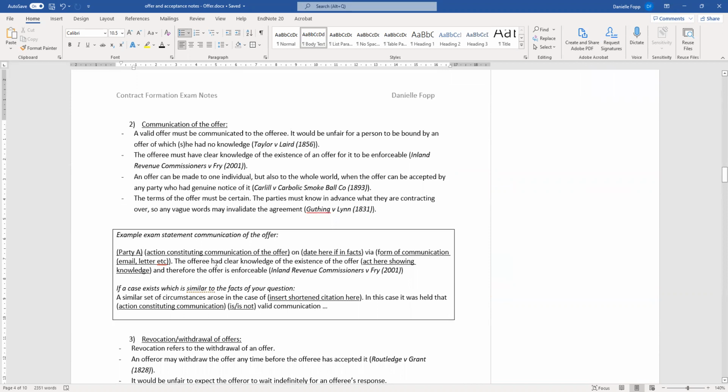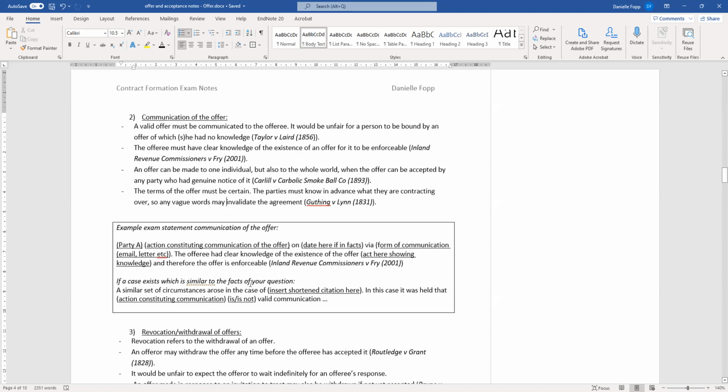The offeree had clear knowledge of the existence of the offer. And then here we show the knowledge, so that because they saw the poster or they opened the email, therefore the offer is enforceable. What's the rule for that? We've got Inland Revenue Commissioners against Fry, which is here. And then again, if a case exists which is similar to the facts of your question, a similar set of circumstances arose in the case of, insert shortened citation here. In this case, it was held that action constituting communication is not valid communication.